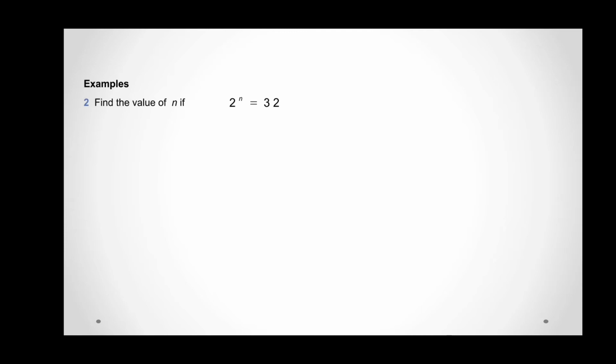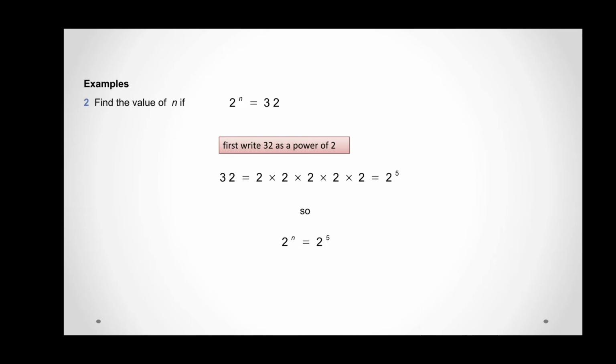Okay, see this example, find the value of n if 2 to the power n is equal to 32. So what you have to do, you have to write 32 as a power of 2. If the base is equal, then you can equal the powers. So we know that 32 is 2 to the power 5. 2 times 2 times 2 times 2 times 2 gives 32. That means 2 to the power 5. So then 2 to the power n should be equal to 2 to the power 5. So n is equal to 5.